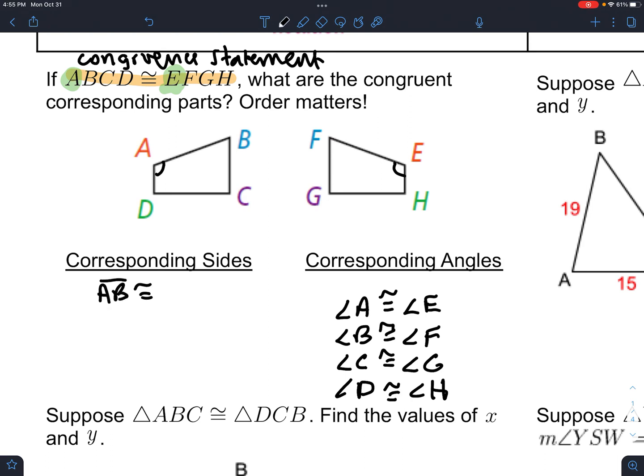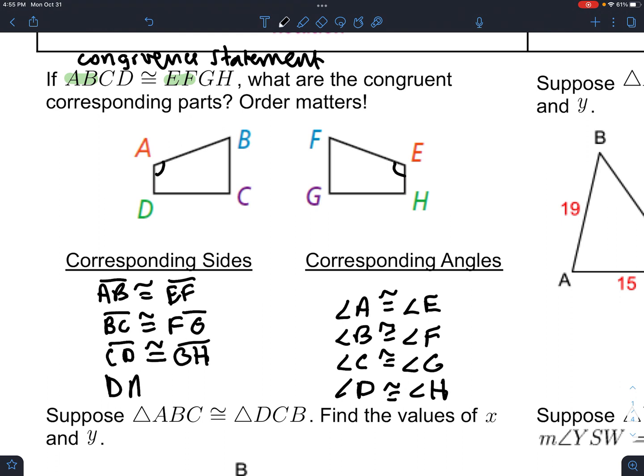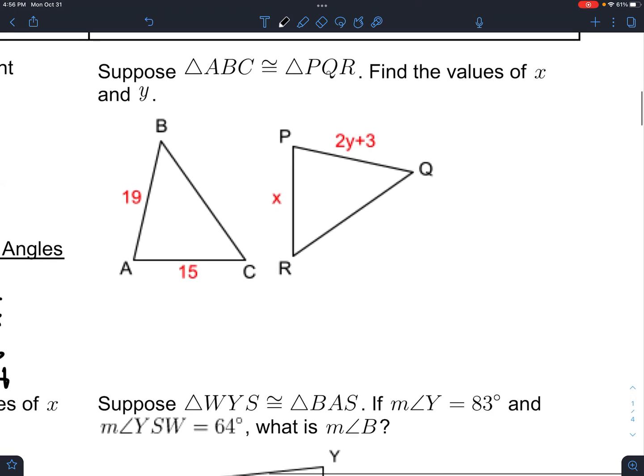And you could do the same thing with the sides. For example, AB. AB is the first letter and the second letter, so EF should go with it. And if you did B and C, those are the middle two letters, so F and G should go with it. CD are the last two. And finally, if you do the last and the first, it should be the same as the last and the first. And you can see those matching visually as well. But we're really just using the congruence statement.